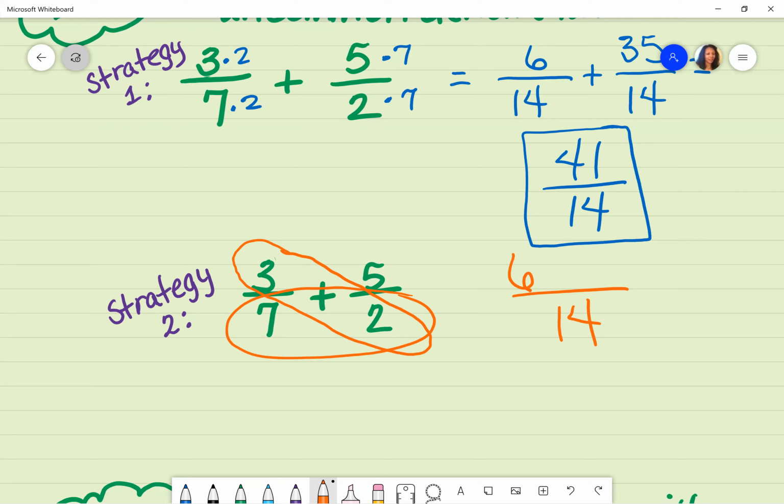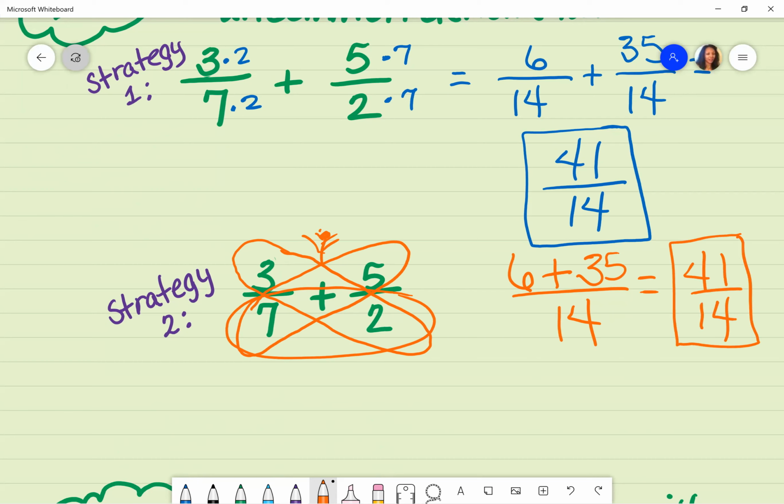Oh, the butterfly method. Right. And then the operation that's in the middle is a plus sign. And now I'm going to take the denominator of the first fraction and multiply it times the numerator of the second fraction. So like you said, it kind of looks like a butterfly. 7 times 5 is still 35, right? Which results in the same answer that you just said, 41 over 14.